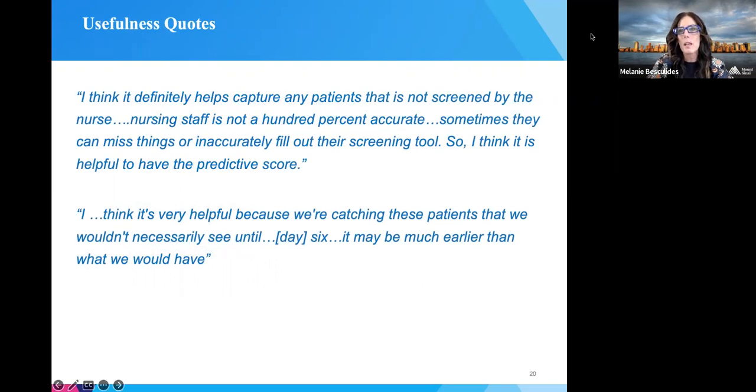I love quotes. I think it definitely helps capture any patient that's not screened by the nurse. Nursing staff is not 100% accurate. Sometimes they can miss things or inaccurately fill out their screening tool. So I think it's helpful to have the predictive score. Another quote, I think it's very helpful because we're catching these patients that we wouldn't necessarily see until day 6, much earlier than we would have. So that's actually really amazing, that's at least the perception.